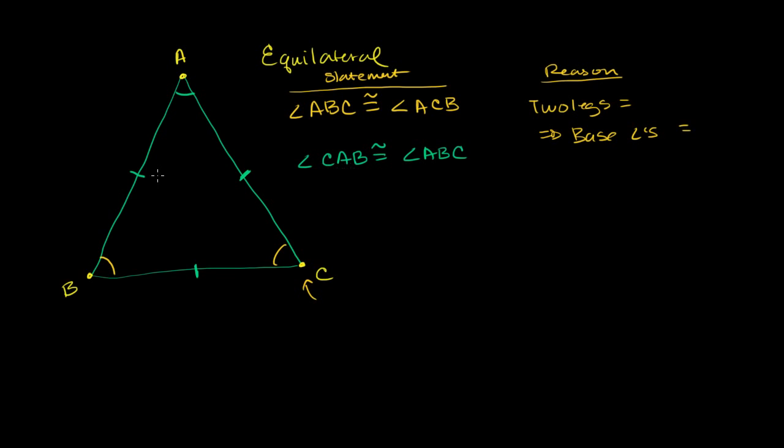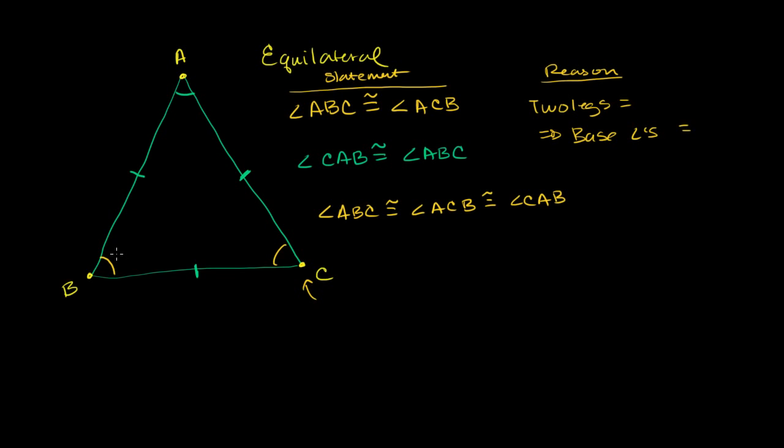So let's just review what I talked about. These two sides being equal imply these two base angles are equal. These two sides being equal imply these two base angles are equal. Well, if ABC is congruent to ACB, and it's congruent to CAB, then all of these angles are congruent to each other. So we get angle ABC is congruent to angle ACB, which is congruent to angle CAB. And that pretty much gives us all of the angles. So if you have an equilateral triangle, it's actually an equiangular triangle as well. All of the angles are going to be the same.